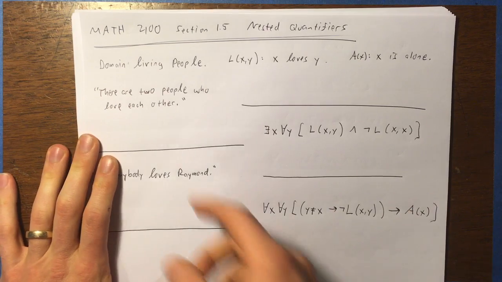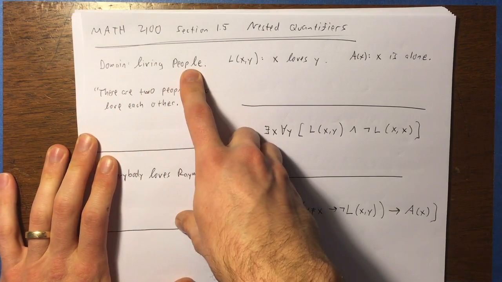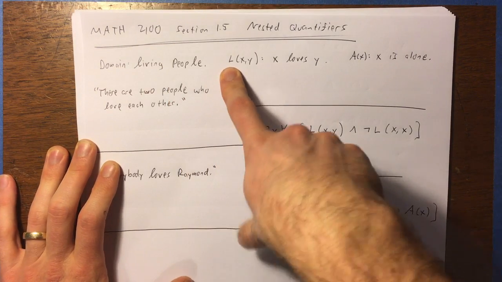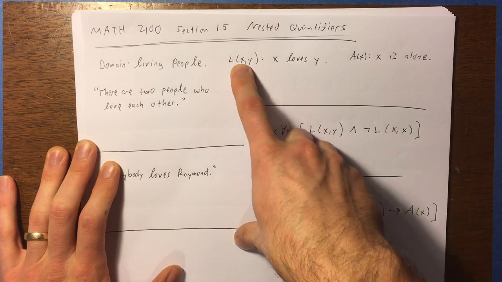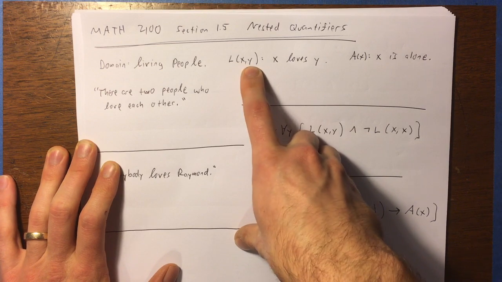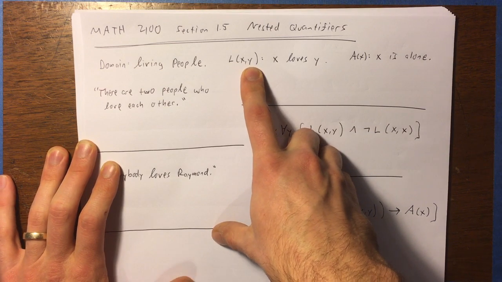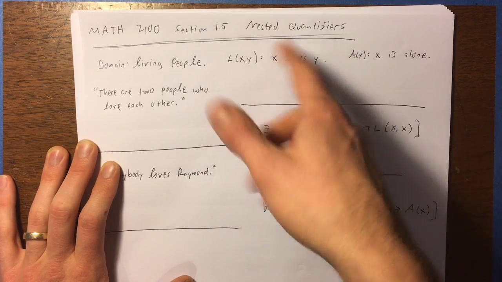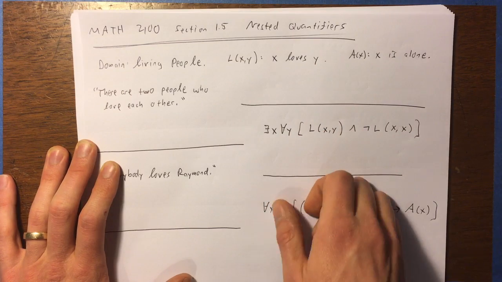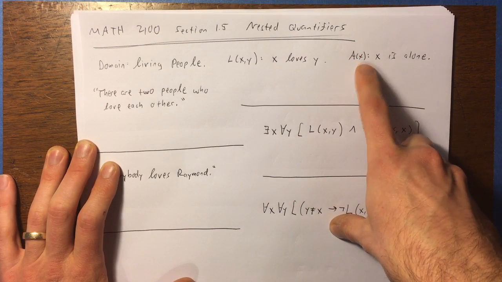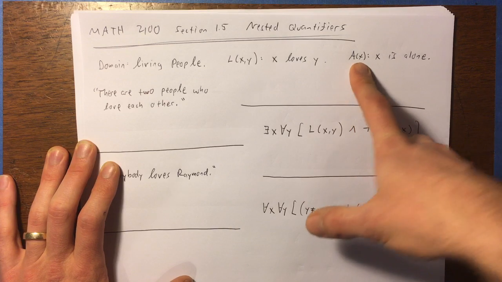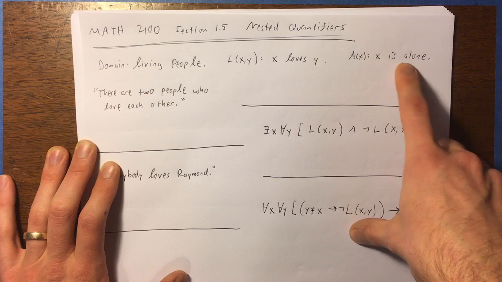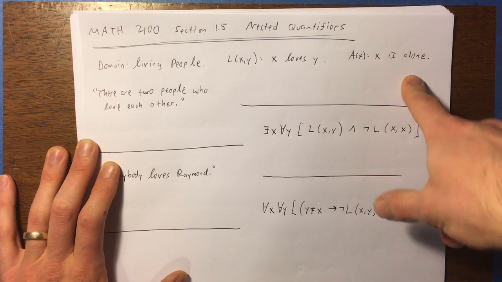So the example here is we're going to use the domain of all living people, all people who are alive. And I'm going to define this predicate L of x and y, right? It's two inputs, and it's x loves y. So if x loves y, it's true, right? Depends on the two people in question. And then I'm going to define another one-dimensional function of one variable over here. A of x means x is alone. We're going to use that only on the last one here.